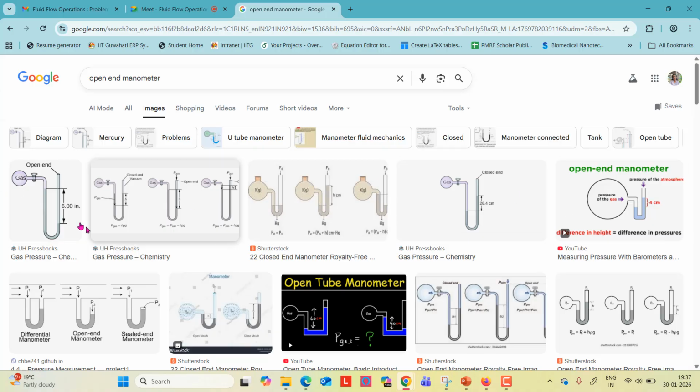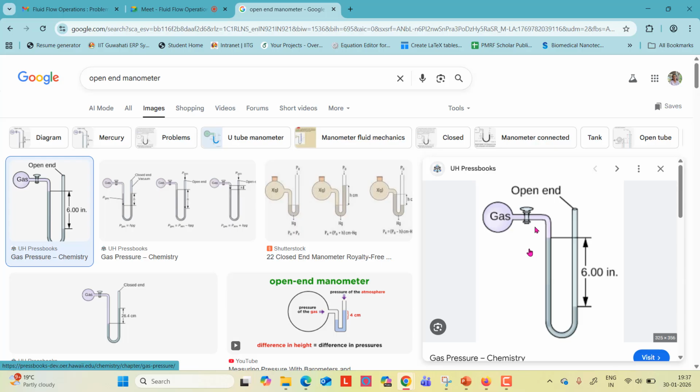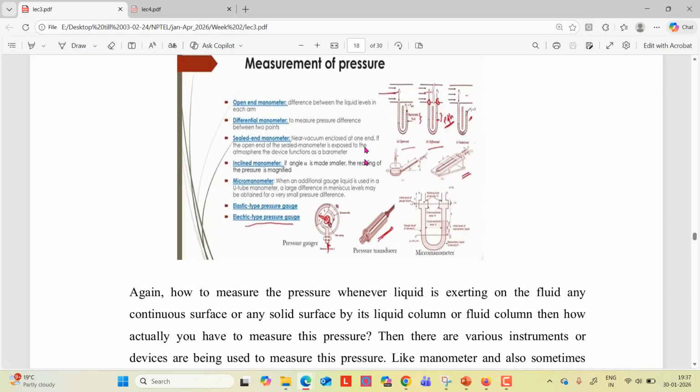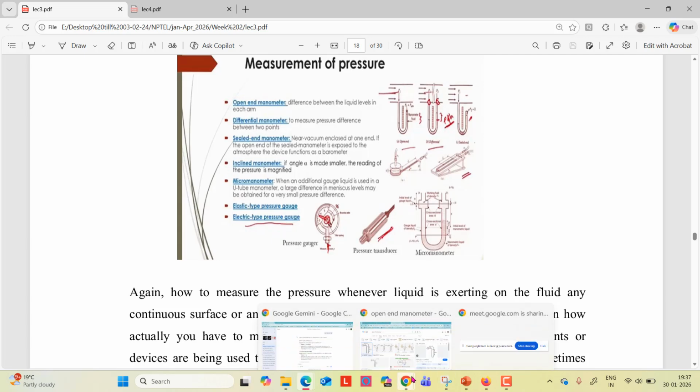You can see this, right? So there is a valve and the end is open, that is called an open end manometer, and there is a difference in the liquid in the arm. So this is the open end manometer. Differential manometer is used to measure pressure difference between 2 points.